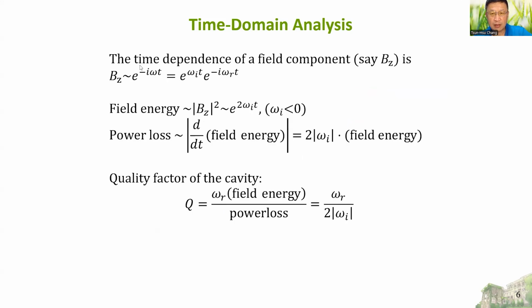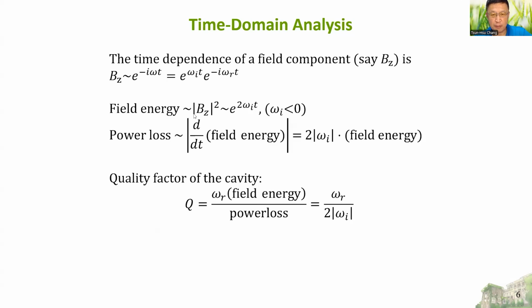Let's just consider the TE mode, the time dependence of field components, say B_z. For the TE mode it is B_z. Once we have B_z, we can calculate E_x, E_y, B_x, B_y, E_z. So B_z is the most important component for the TE mode. And we just assume B_z is proportional to exponential of negative i omega t, with real part and imaginary part.